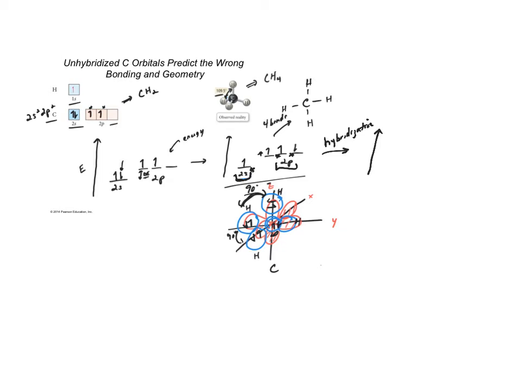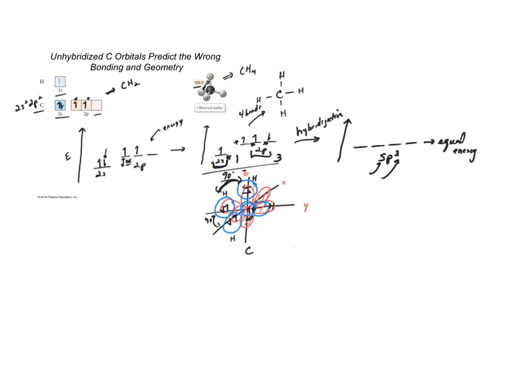So we take all four of those and we spit out four orbitals that have properties of both the s and all three of the p's. We call these new orbitals sp3 hybrid orbitals, because we have one s and three p's. That three is a superscript. Notice that these are all equal energy, and anything with equal energy in terms of orbitals, we call degenerate.